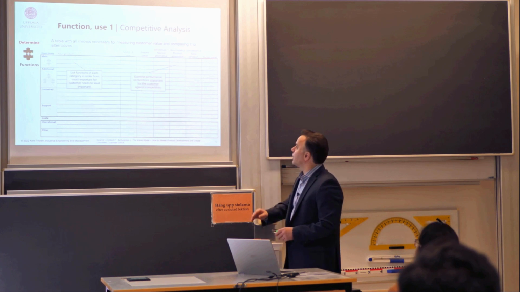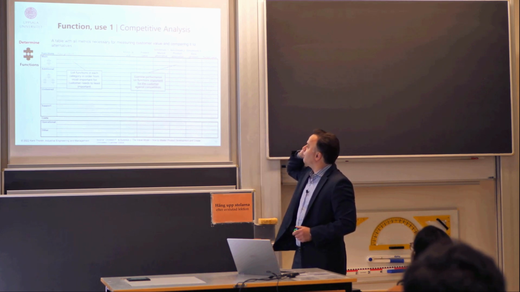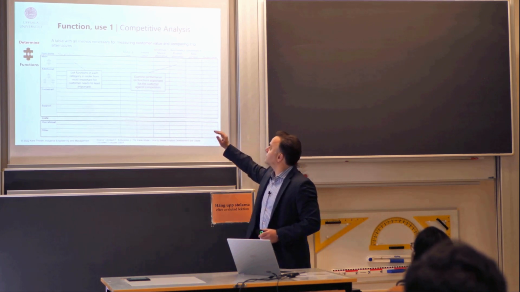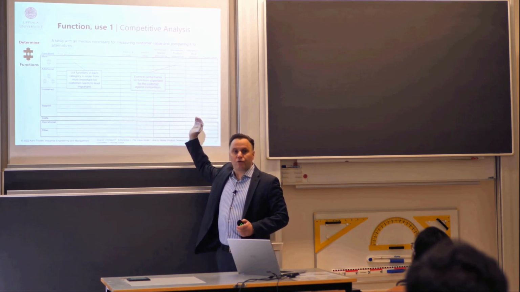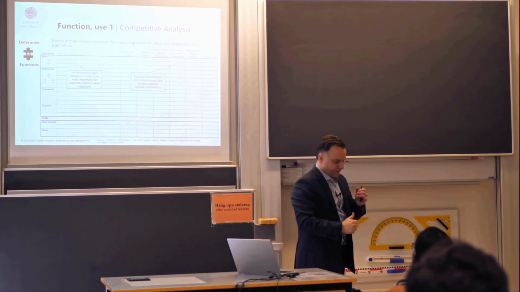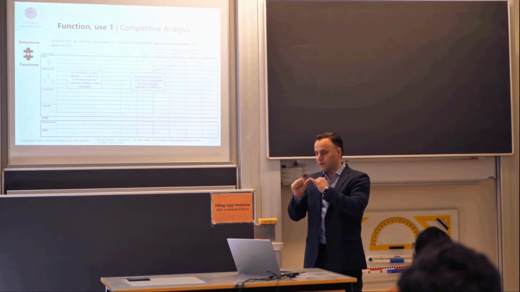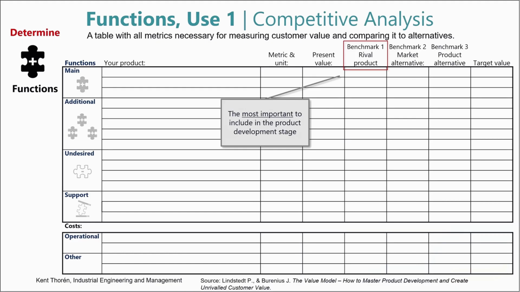Then you look at the alternatives. So I put in 3 here. So one thing is the rival product. Rival product has the same need, same function, same solution. So it's exactly the same, right? If I sell power drills, that would be the other brand of power drills.